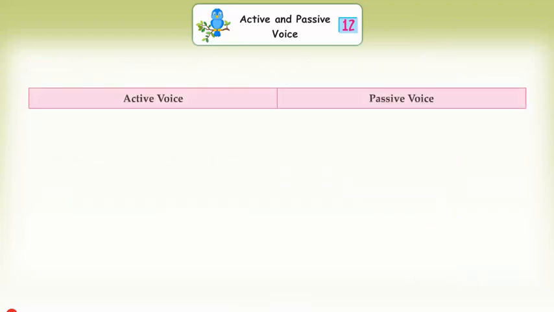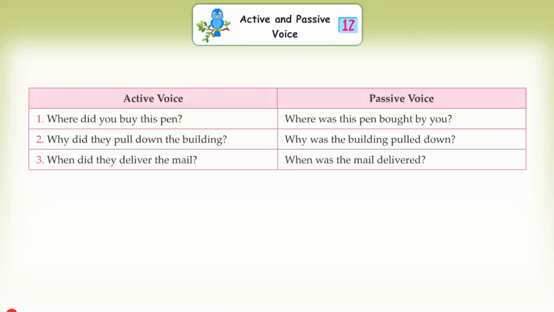Active voice, passive voice. 1. Where did you buy this pen? Where was this pen bought by you? 2. Why did they pull down the building? Why was the building pulled down? 3. When did they deliver the mail? When was the mail delivered?